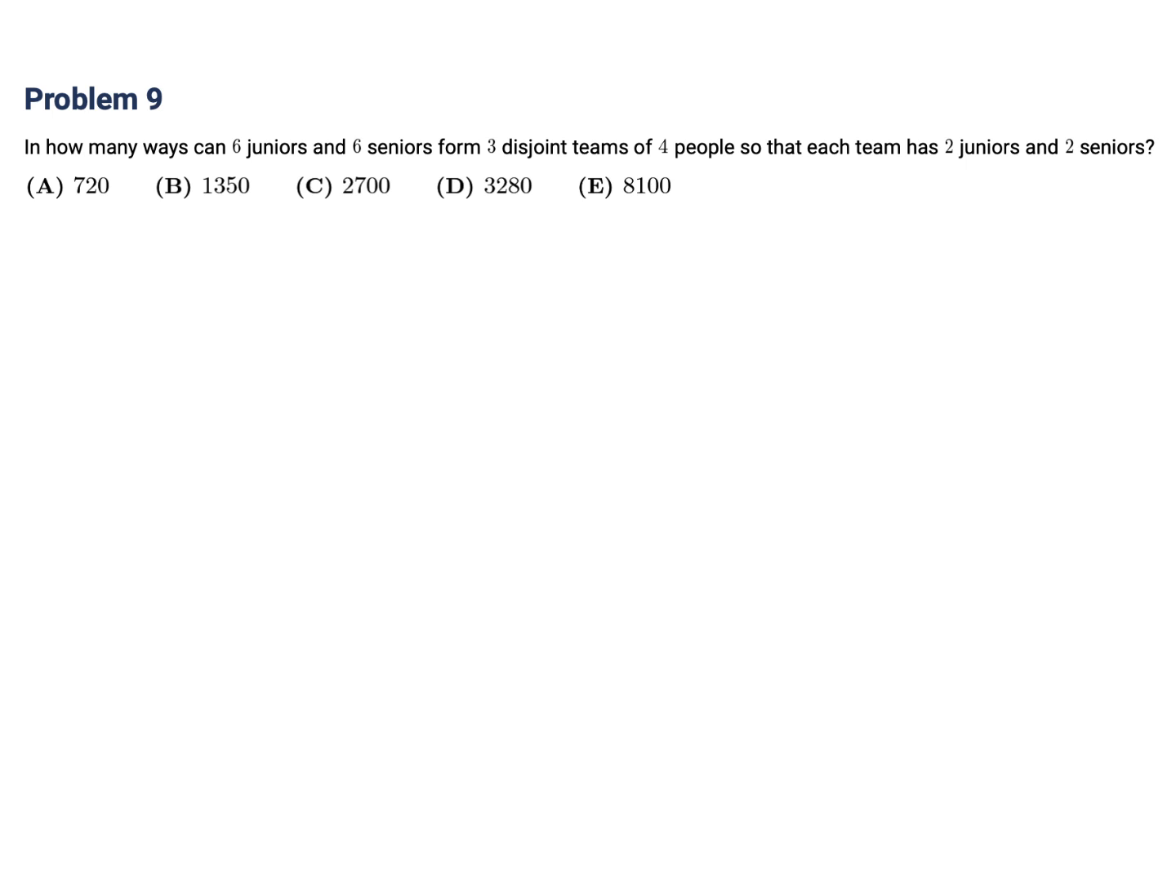In how many ways can 6 juniors and 6 seniors form 3 disjoint teams of 4 people so that each team has 2 juniors and 2 seniors? Okay, so what do we have here? 1, 2, 3, 4. 1, 2, 3, 4. 1, 2, 3, 4. And then we have 6 juniors and 6 seniors. Okay, let's talk about this. So this is group 1.